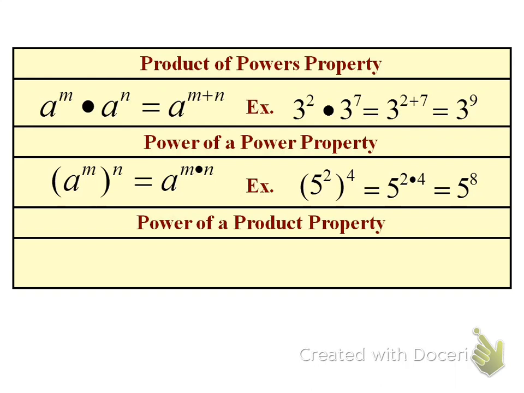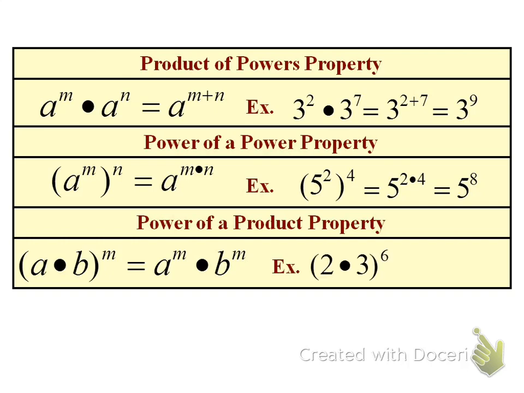All right, the next one is the power of a product property. So they're taking a product to a power. So a times b all to the m is like a to the m times b to the m. Here's one with some numbers. 2 times 3 to the 6th is like 2 to the 6th times 3 to the 6th. What are your questions on the 3 properties that are on the board?